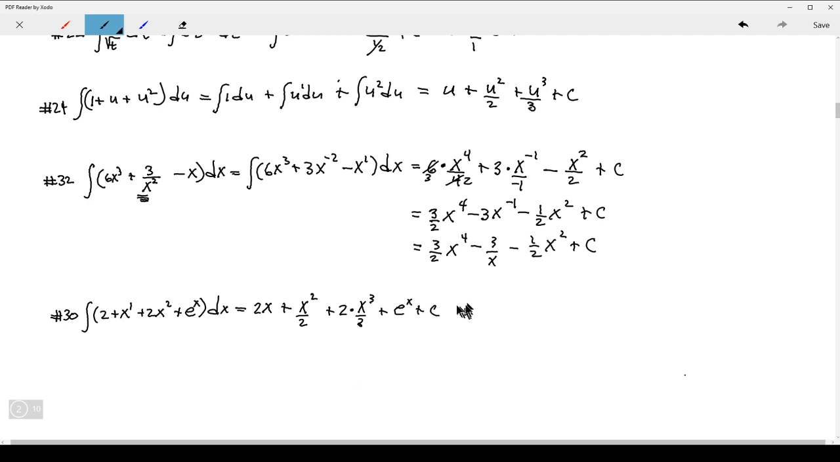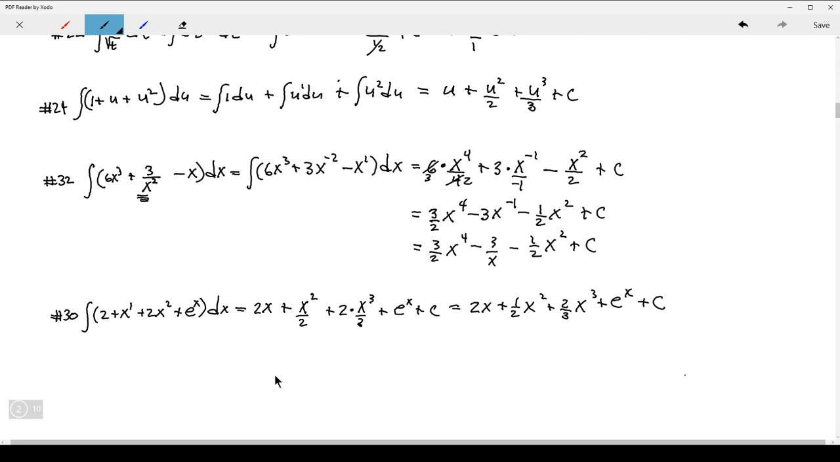All right, so I can clean this up a little bit. There's not a whole lot I can do, but I can at least write the fractions down. So 2x plus 1/2 x squared plus 2/3 x to the third plus e to the x plus c. All right, and that would be that.